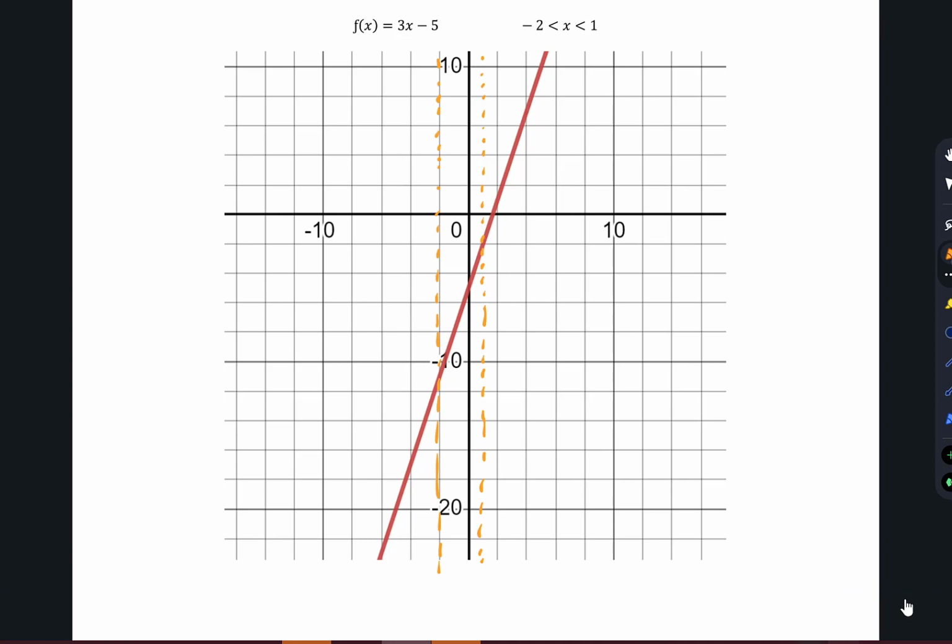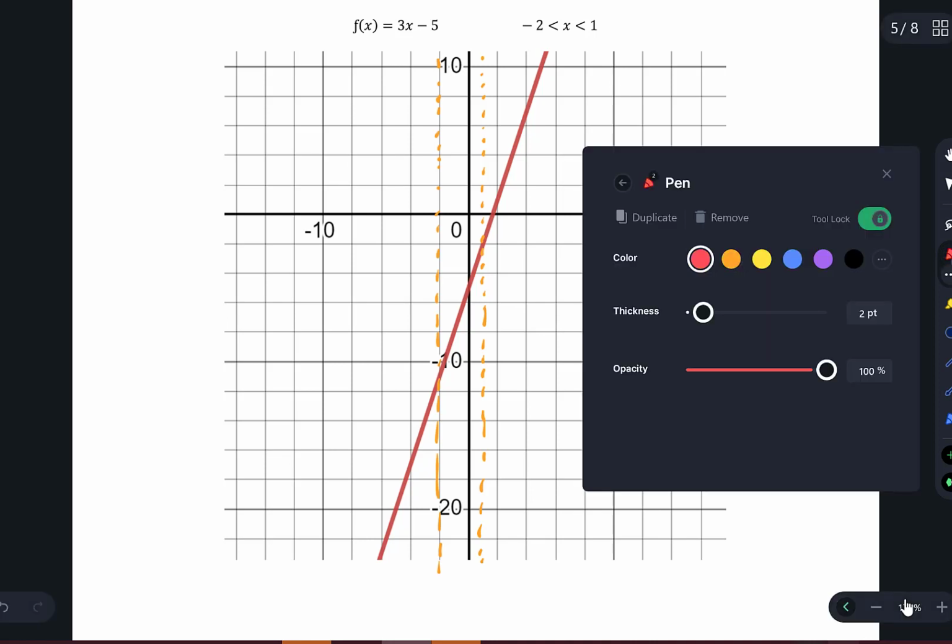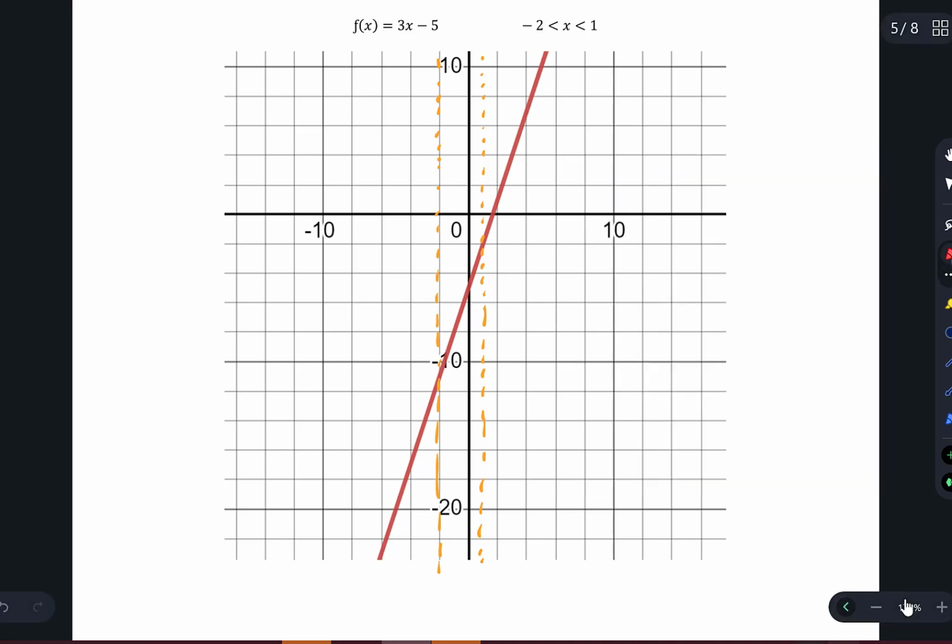Now, since this is an open interval, if I look at my function on this interval, notice that we're not actually going to reach the point where x is equal to 1. We're just going to butt up against it. And our function is never actually going to reach the point where x is equal to -2. Again, we're just going to get very, very close to it. And so looking at these points here, we have the point 1, -2, and here we have the point -2, -11.